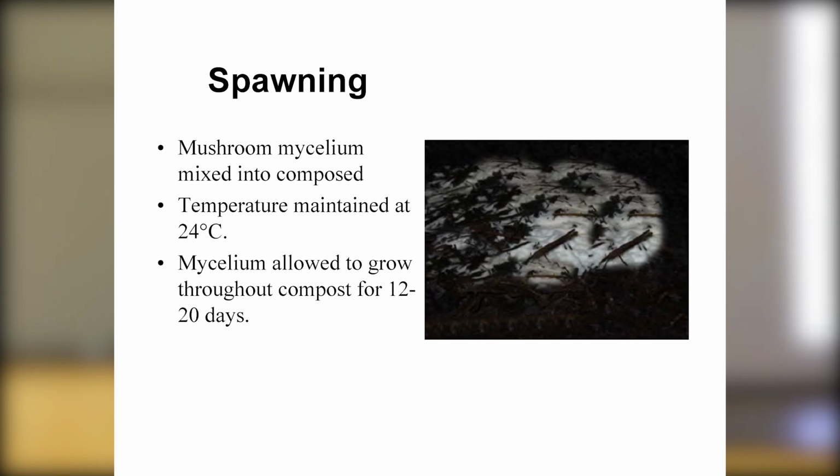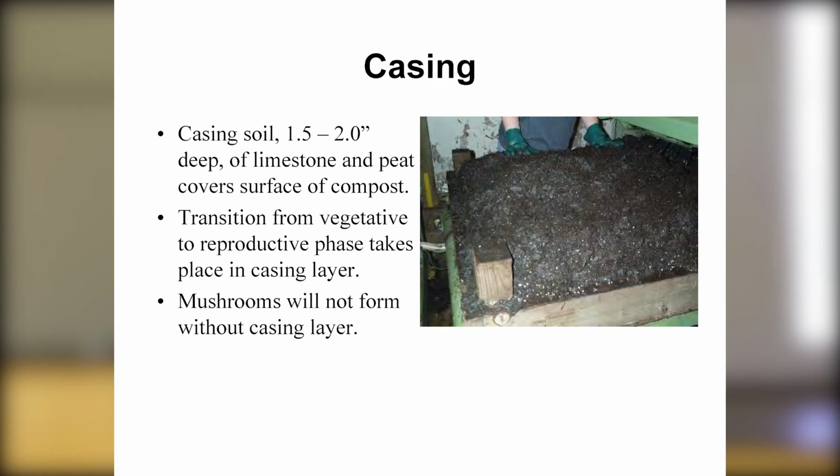But it's not going to give rise to mushrooms. There's one more step that has to be added before that's going to happen. You're going to have to put what's known as a casing layer over it, usually made up of peat and limestone. It's going to be about an inch and a half to 2 inches thick and covers the top. It's in this casing layer that there's going to be a transition from the vegetative state to the mushroom state, that is the reproductive state. The mushrooms won't form without the casing layer.